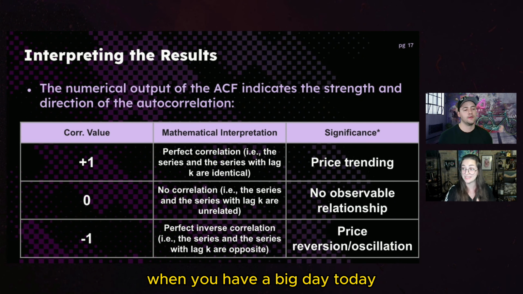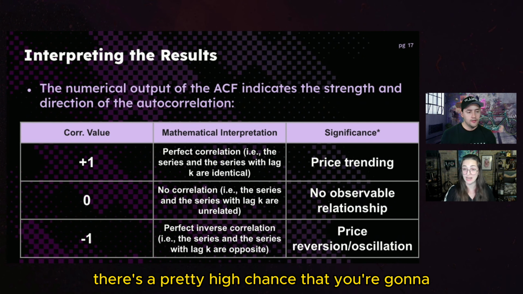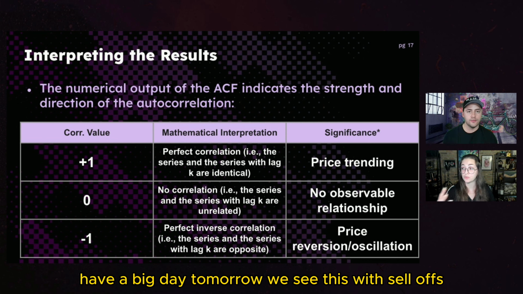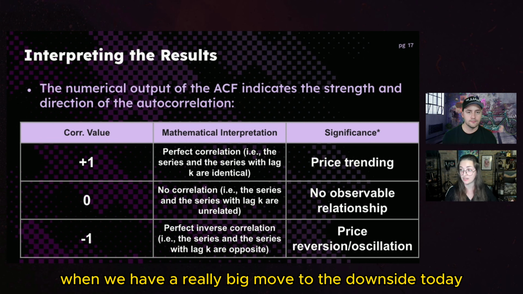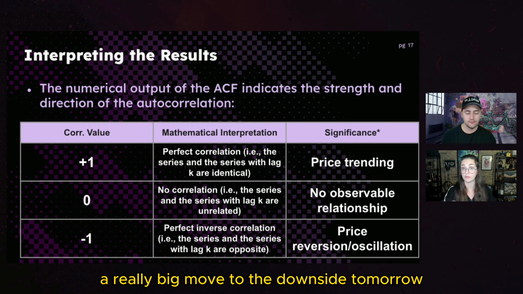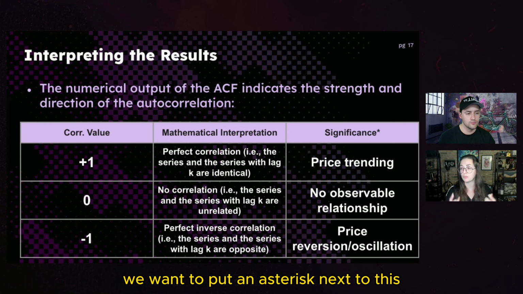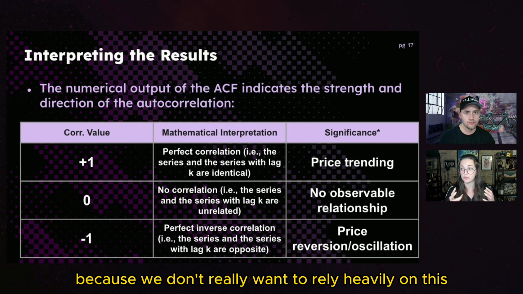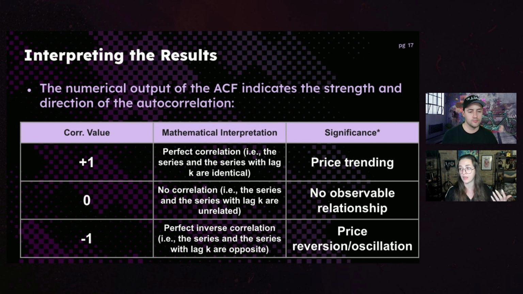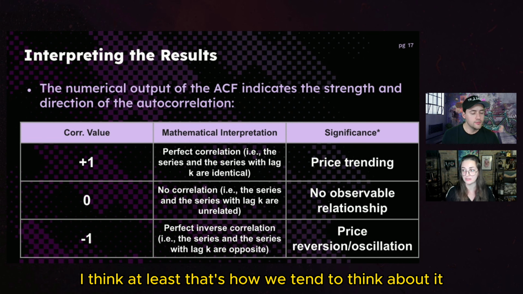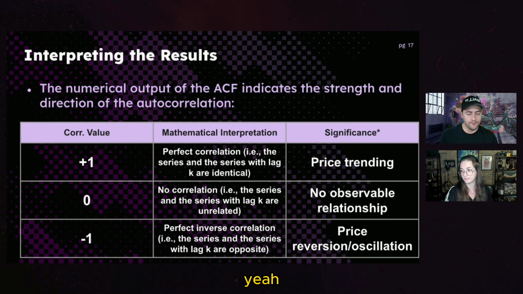When you have a big day today, there's a pretty high chance that you're going to have a big day tomorrow. We see this with sell-offs. When we have a really big move to the downside today, there's maybe a higher chance that we're going to have a really big move to the downside tomorrow, for example. But again, we want to put an asterisk next to this because we don't really want to rely heavily on this for strategy development. I think at least that's how we tend to think about it over here. Does that make sense? Yeah.